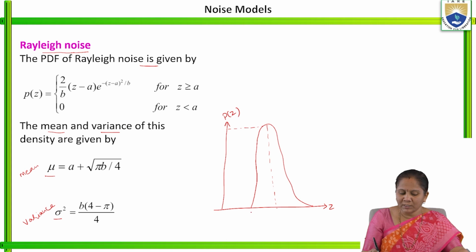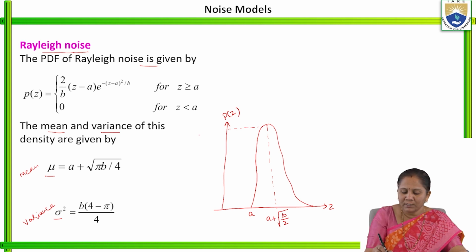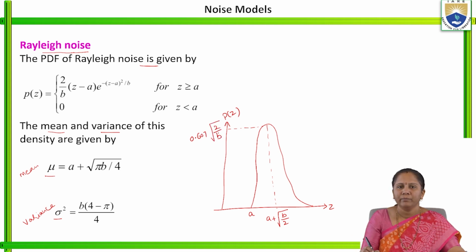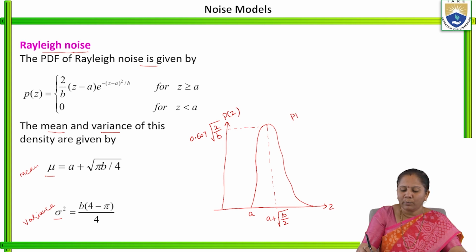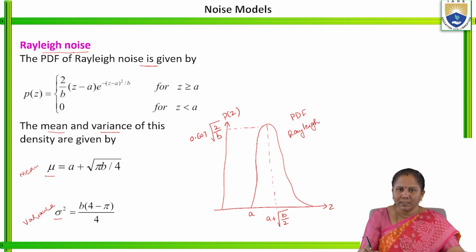Okay. So this is the point A and this is A plus root of B by 2. And here the value is 0.607 root 2 by B. So this is the probability density function for Rayleigh noise.